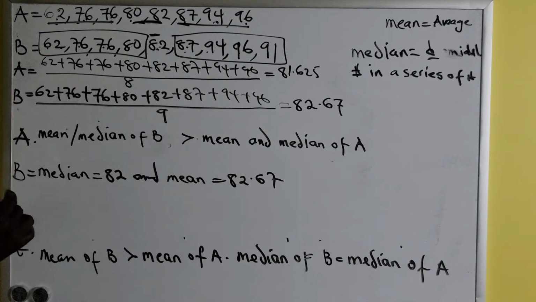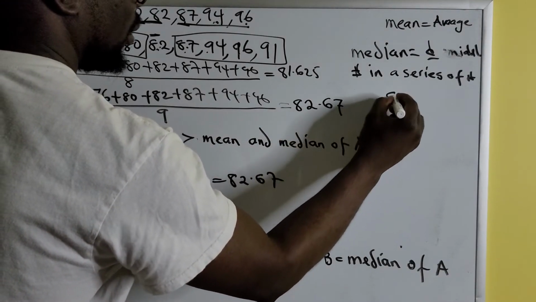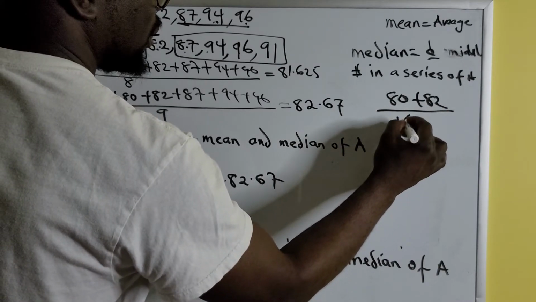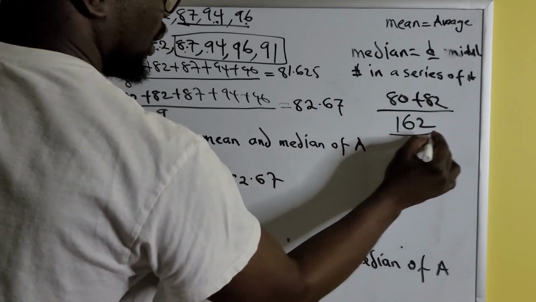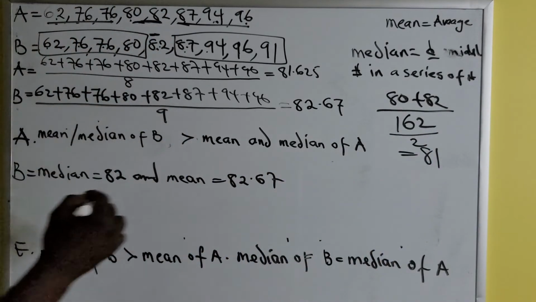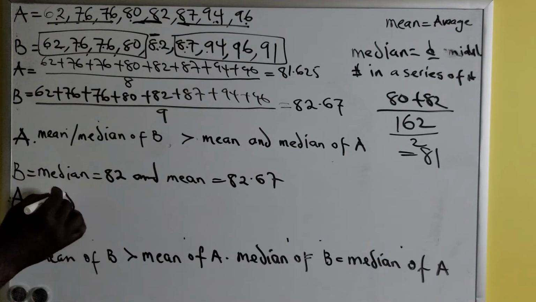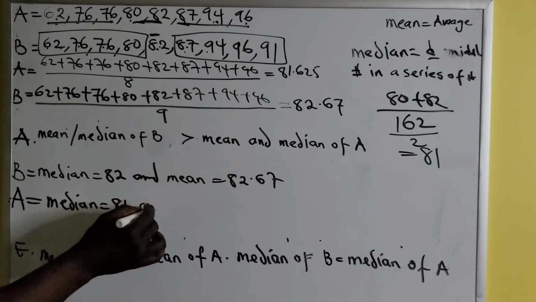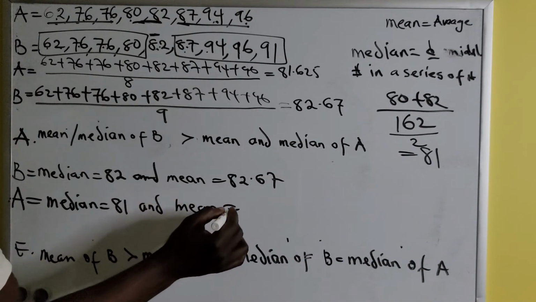So the median for A is going to be 80 plus 82. And that'll give you what? 162, if I'm correct, right? So divide that by 2, that will give you 81, right? So for set A, the median is equal to 81, and the mean is equal to what?